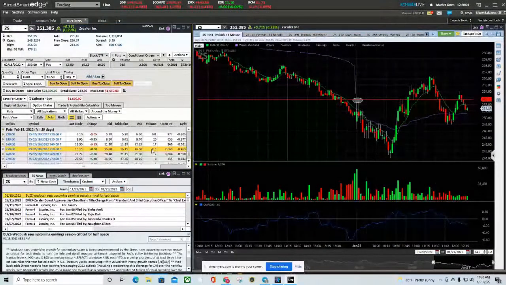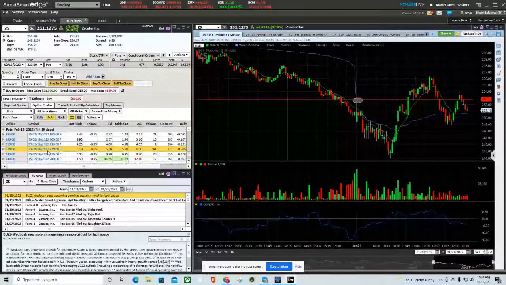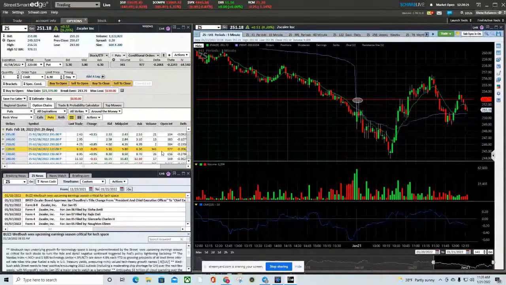250 put option. If you wanted to go a little bit cheaper, for a smaller account, you could go with a 220 put option. It's way out of the money, but you have more time on this, 29 days. Open interest, not that great, but volume is also not that great.